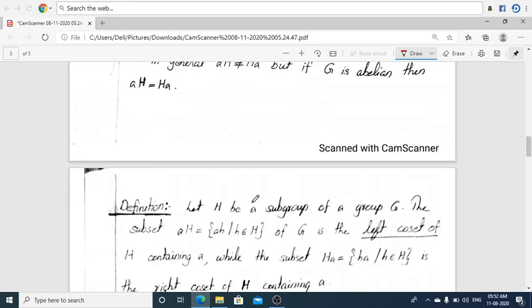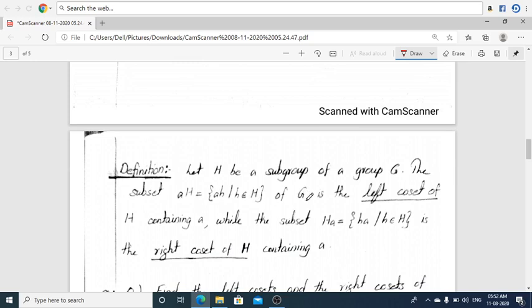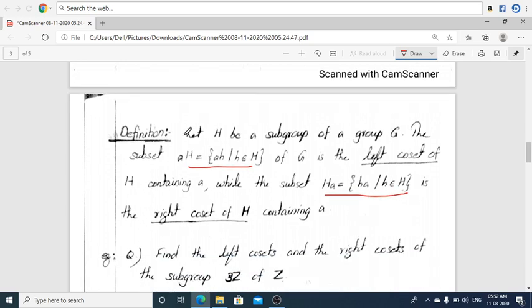Definition: let H be a subgroup of a group G. The subset aH, that is equal to {a h such that h is an element of H}, of G is the left coset of H containing a. Here we operate on the left side. While the subset Ha is called the right coset of H containing a. Left coset and right coset are important.